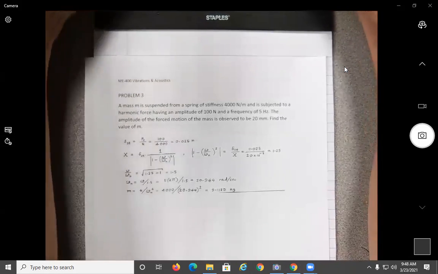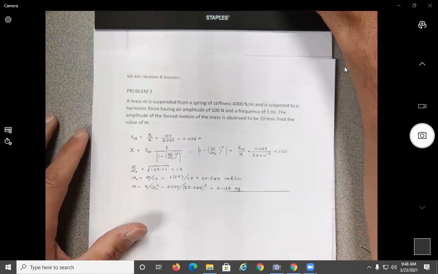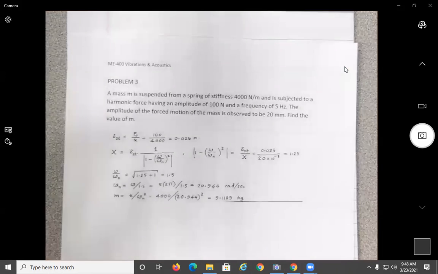The problem statement states that a mass M is suspended from a spring of stiffness 4,000 and is subjected to a harmonic force having an amplitude of 100 newtons and a frequency of 5 hertz. The amplitude of the forced motion of the mass is observed to be 20 millimeters. Find the value of M. Okay? So let's see, if I have to do this problem, what would I do?